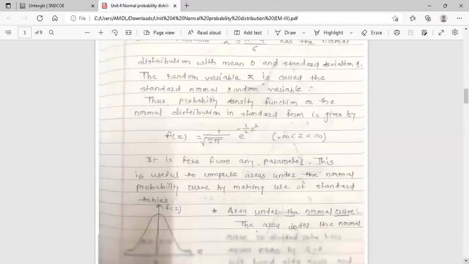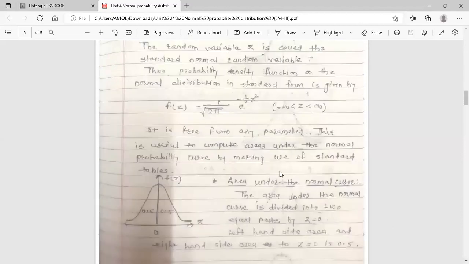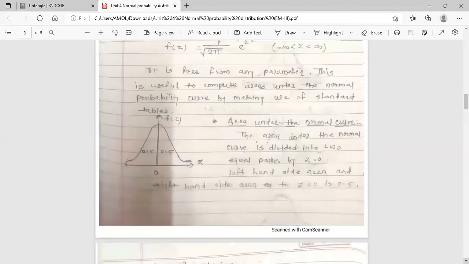Now this equation is free from any parameter, meaning it is free from mean and standard deviation. This is useful to compute areas under the normal probability curve by making use of standard tables. Using standard tables, you can calculate the area, which is nothing but the probability under the normal curve.